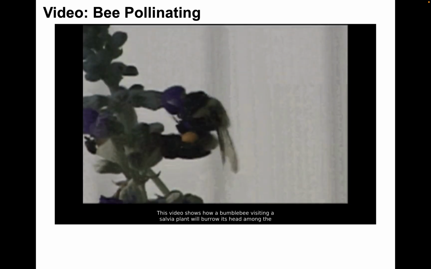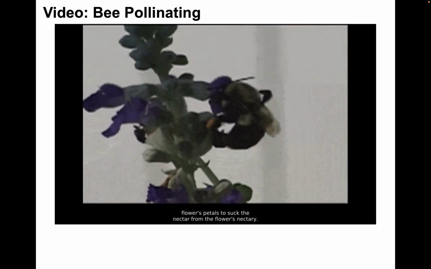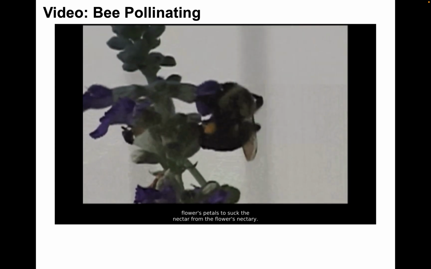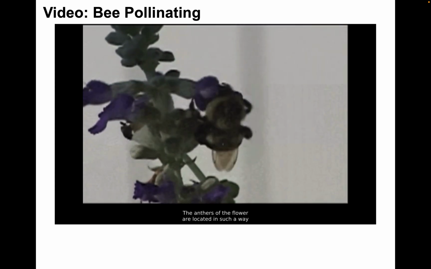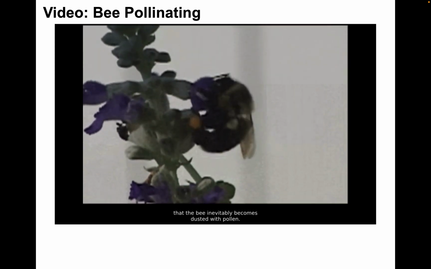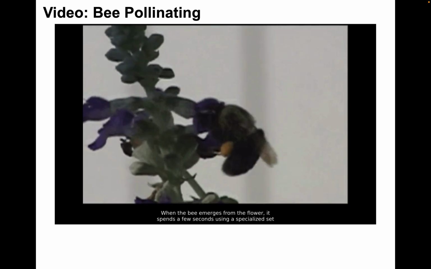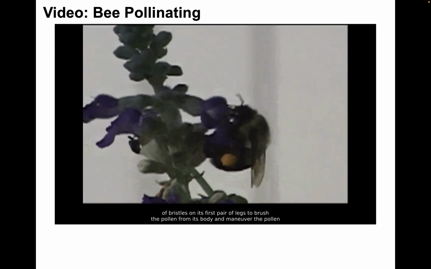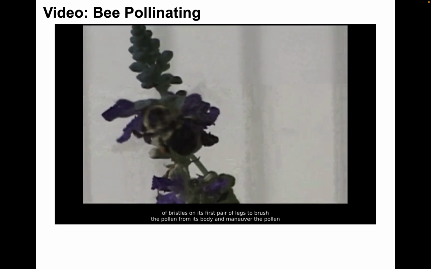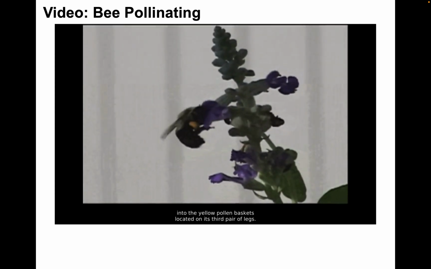This video shows how a bumblebee visiting a salvia plant will burrow its head among the flower's petals to suck the nectar from the flower's nectary. The anthers of the flower are located in such a way that the bee inevitably becomes dusted with pollen. When the bee emerges from the flower, it spends a few seconds using a specialized set of bristles on its first pair of legs to brush the pollen from its body and maneuver the pollen into the yellow pollen baskets located on its third pair of legs.